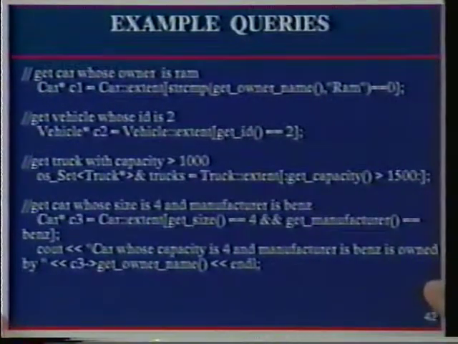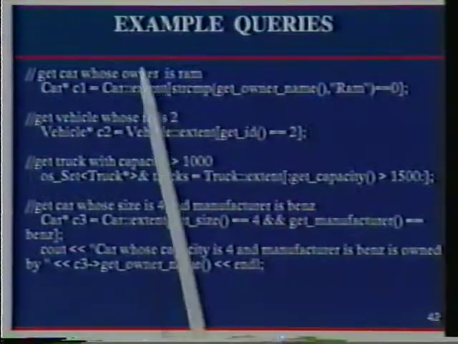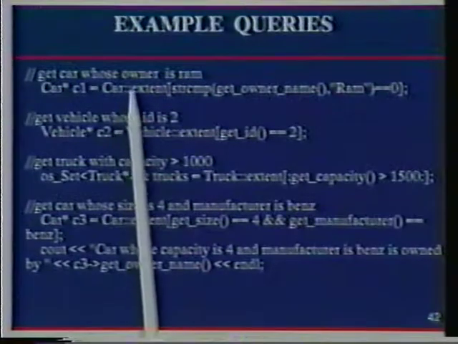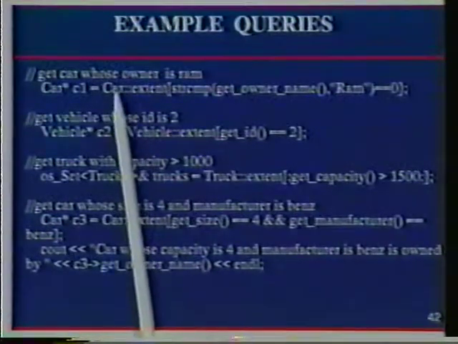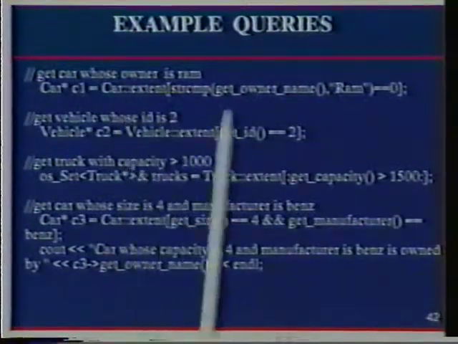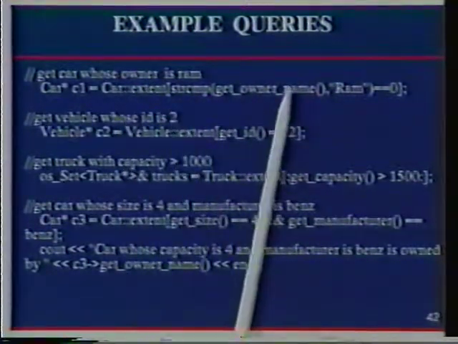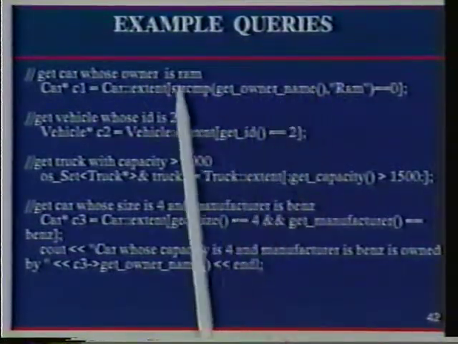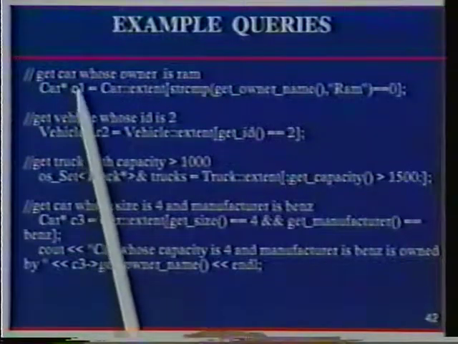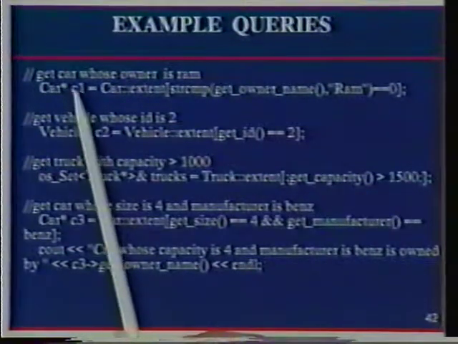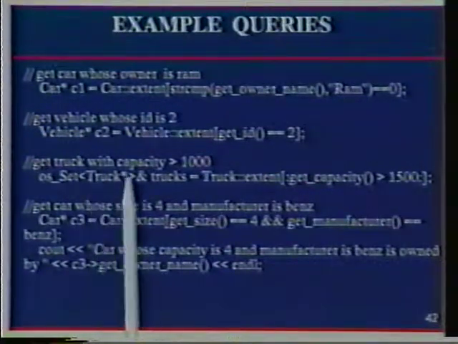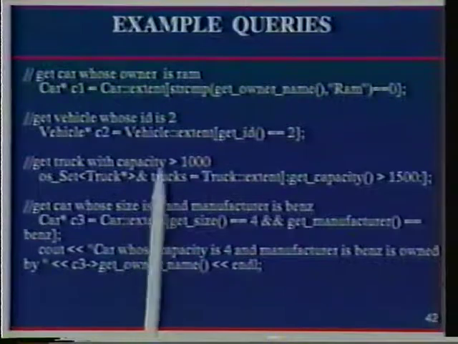Here is an example of querying that we can do in object store. If you want, for example, to get all the cars whose owner is Ram, the way you do it is, you have the car, because you use the scoping operator, you are looking into the extent of the car, and then you say, get all the variables which are equivalent to Ram here, and you return this collection class with the single element which is of the type car.